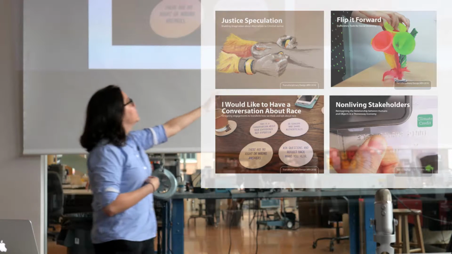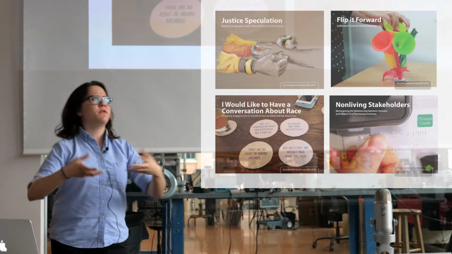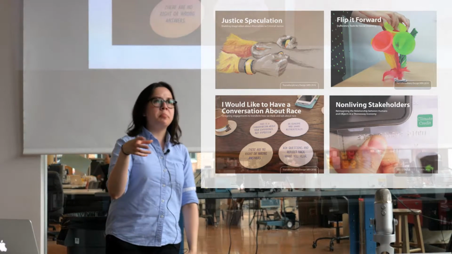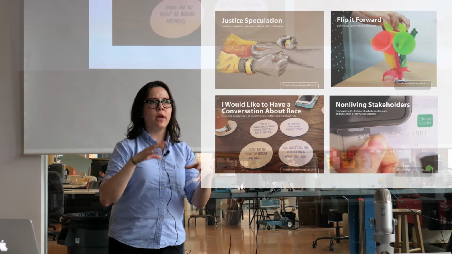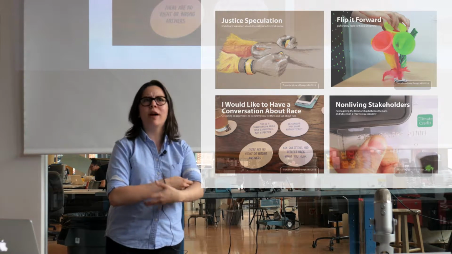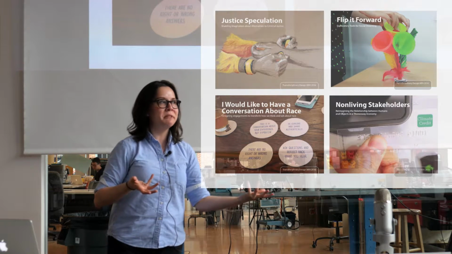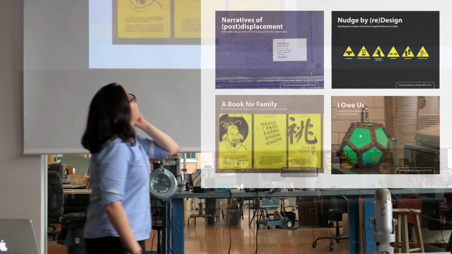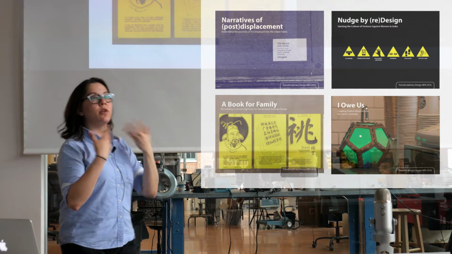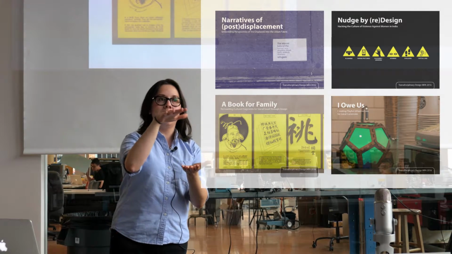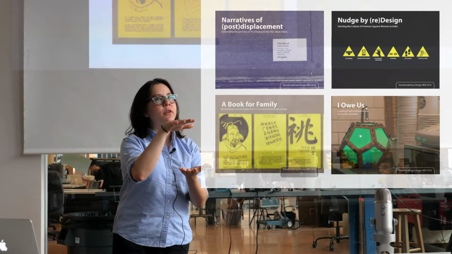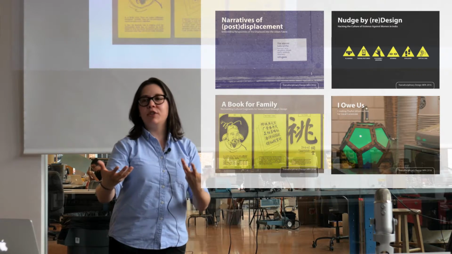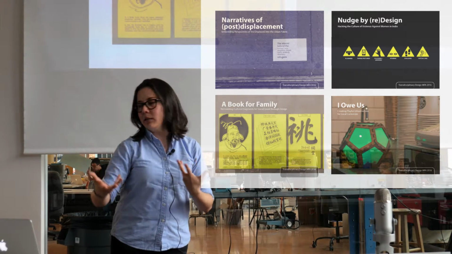Then we had non-living stakeholders, which was about, what if we could have a service where people rent their own cups, and cups have rights, so that way you don't throw them away as much. So you have a union of objects that are non-living. Narrative of post-displacement was about the Syrian refugees and how you can overlay a layer of infrastructure on the city so that people are thinking about the Syrian experience of having to be in exile in many ways.